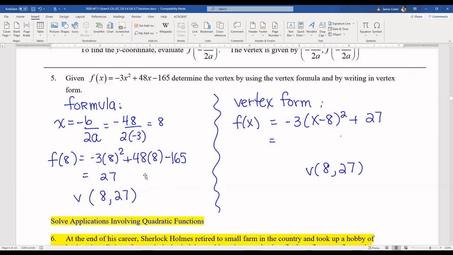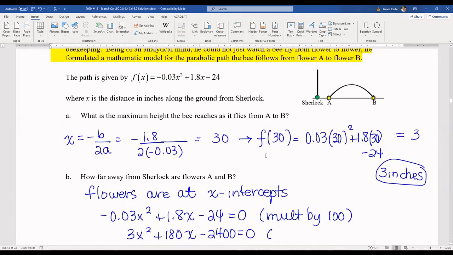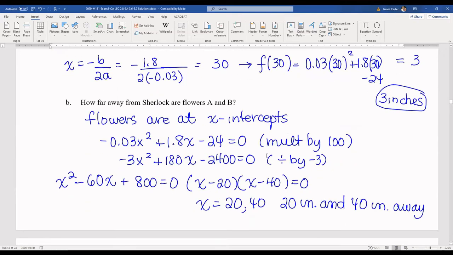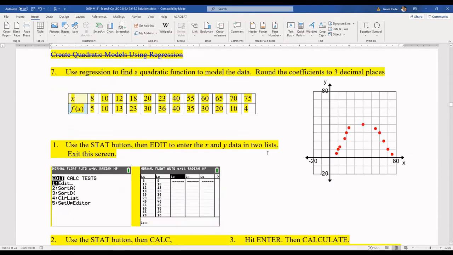Now, in vertex form, this problem would be negative 3 brought over for the a value, 8 opposite of sign, and 27 in the vertex form equation. Here was just a word problem that we actually went over in class.